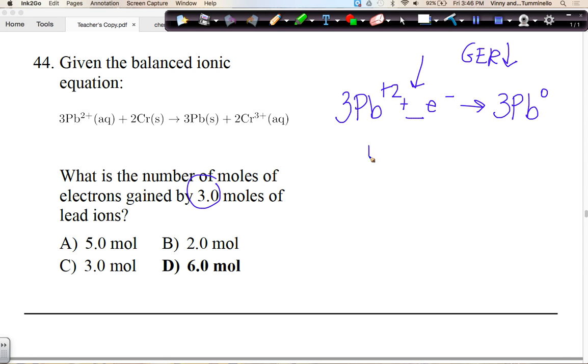So this side has a total charge of 3 times +2, which is +6. This side has a total charge of 0. We need a -6 to balance out the +6 so that both sides add up to 0, because this is the only product over here and it has a total charge of 0. So that means that there are 6 moles of electrons. Another way to do it is that Pb goes from +2 down to 0. That's a difference of 2, and it has to happen 3 times. 3 times 2 is 6 for the coefficient of the electrons.